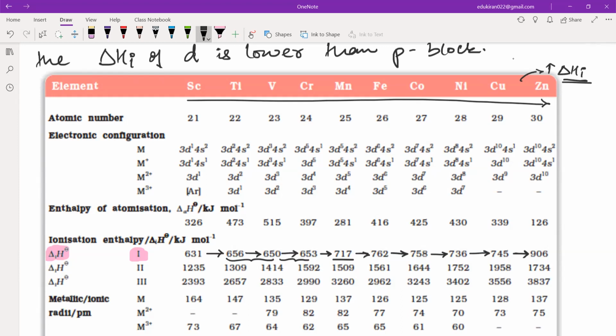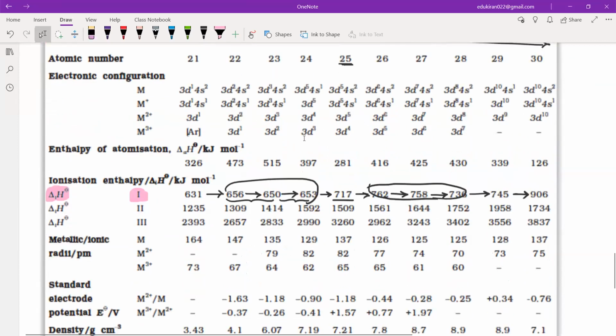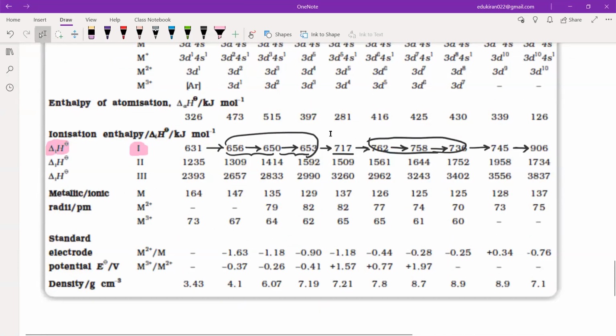Now, most of the abnormality that we are looking at is when I am around the middle. Mn is the middle, right? 25. And when I move towards the middle, it is going fine. Then I have some irregularity in this part from titanium to chromium, and then from iron to copper. Now we have to look at why there is any abnormality here.